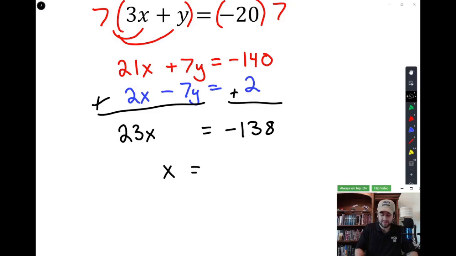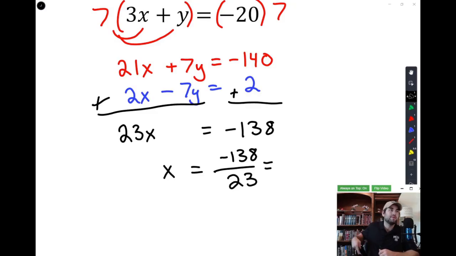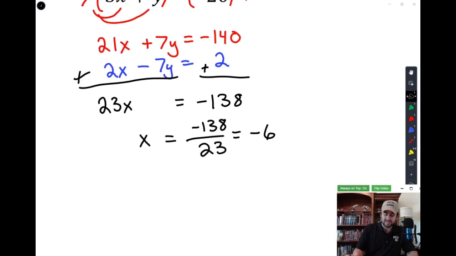Which means x is equal to negative 138 over 23. Which, if I had to guess, is probably going to reduce. Let's grab a calculator real quick and say 138 divided by 23 is 6. And so x is equal to negative 6.